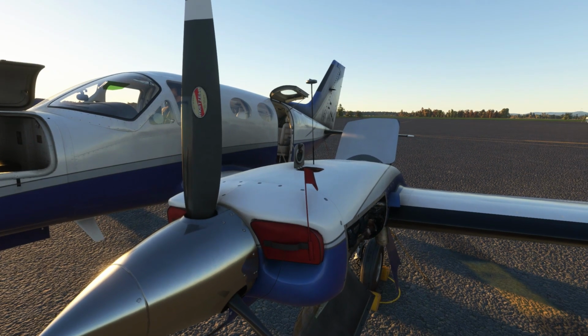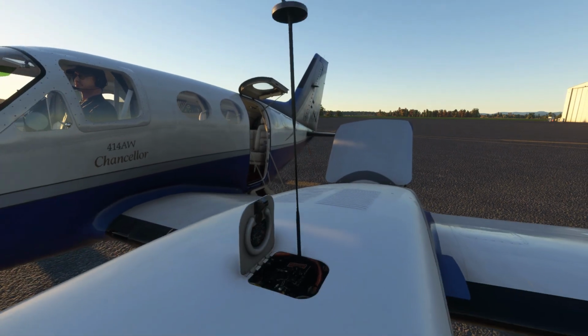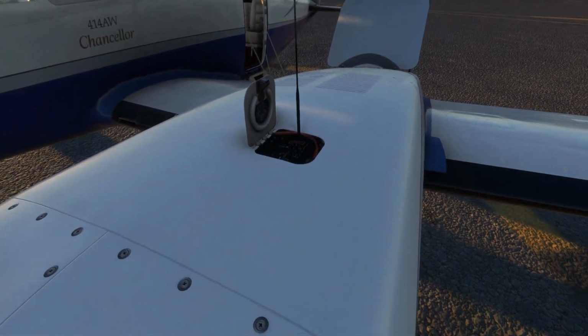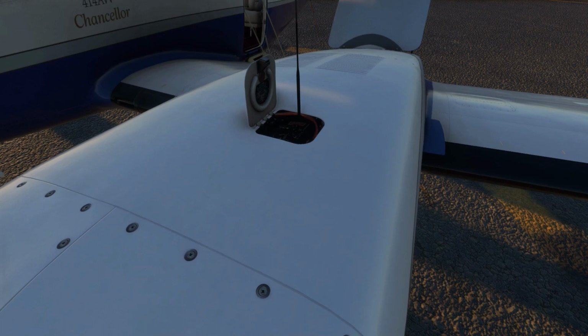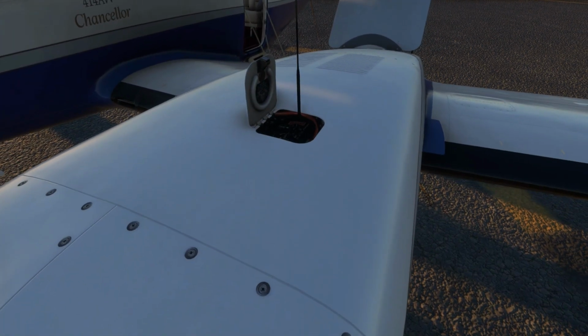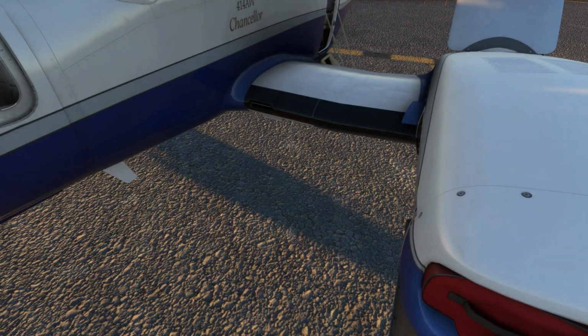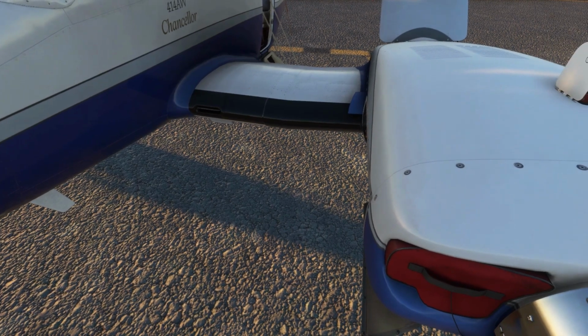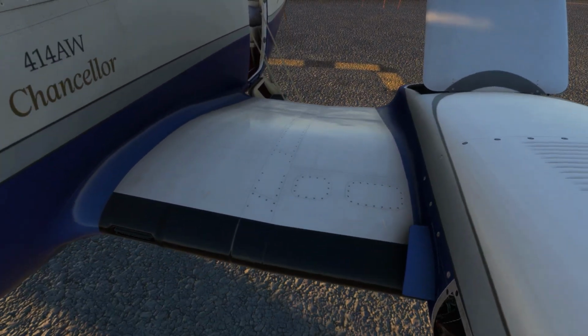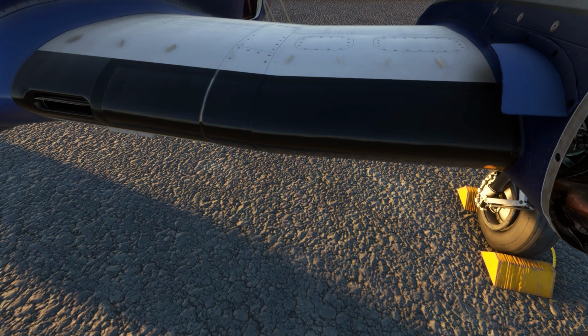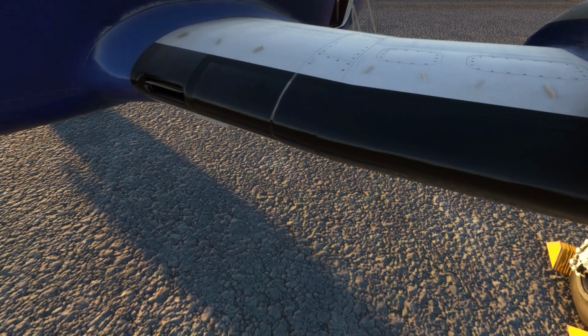Okay, that's the oil. I said already the oil dipstick, and well, the oil intake. You can put oil in the engine through that hole.